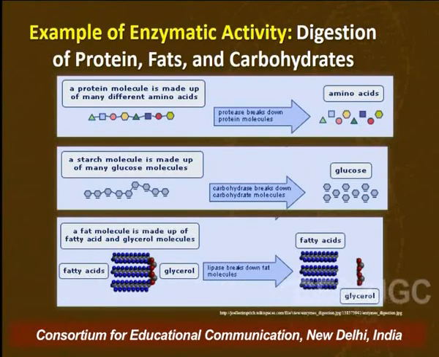Then come the fats, and fat molecules are basically made up of fatty acids on a glycerol backbone. What these enzymes do is separate out the glycerol backbone, and the fatty acids are released, which can be further broken down by various enzymatic reactions like beta oxidation and other reactions, and then the acetyl CoA formed from beta oxidation can go into the citric acid cycle.